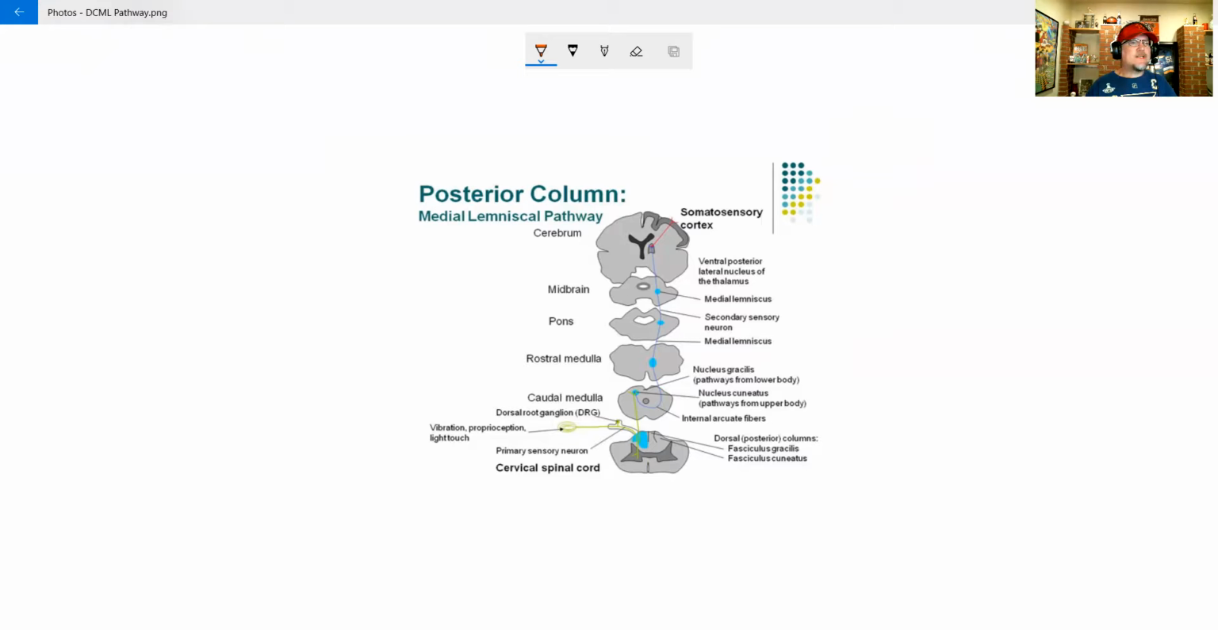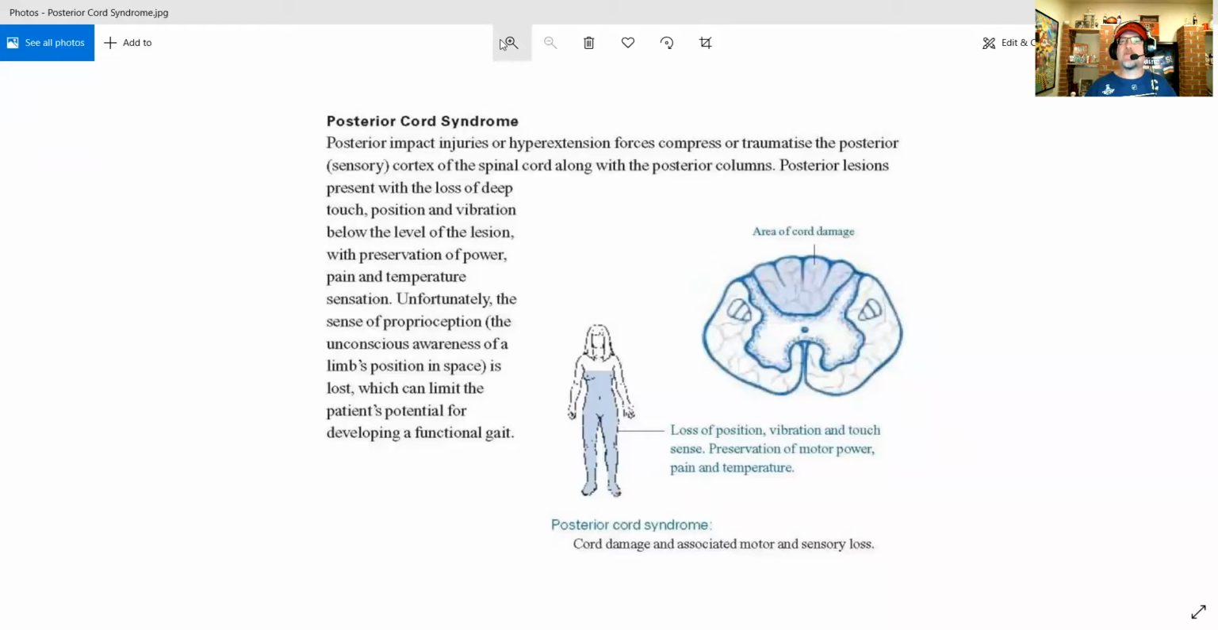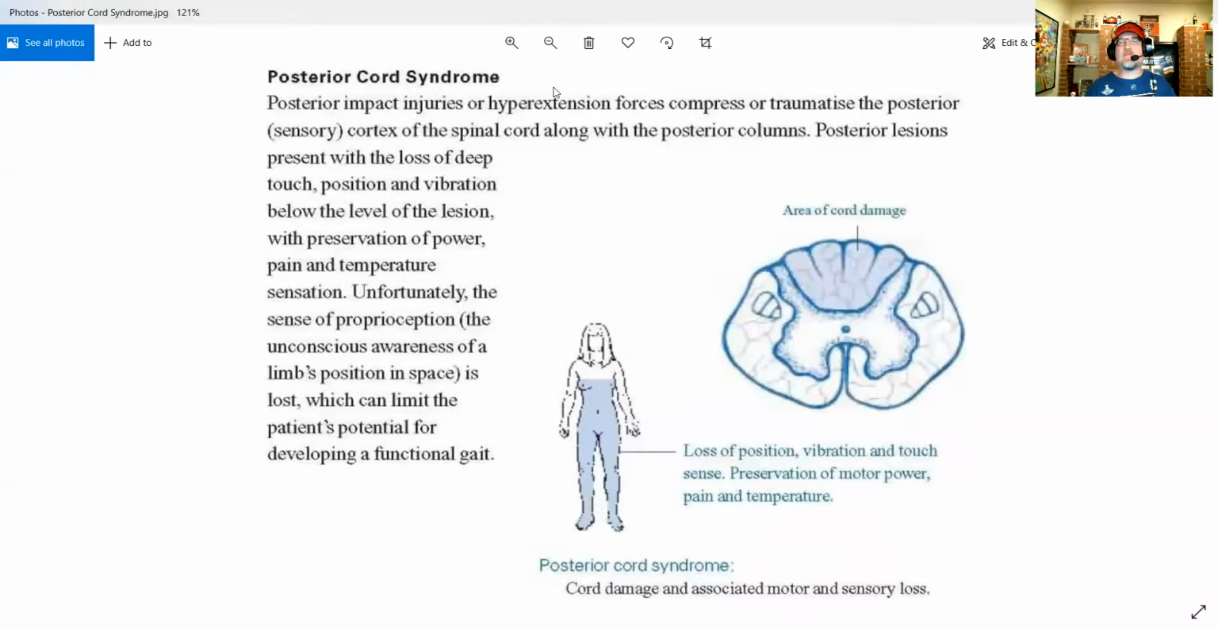Now we're going to look at what this means in terms of some type of dysfunction we may see as clinicians. All right, I'm pulling up the next slide here. And we're going to start talking about a posterior cord syndrome. Okay, posterior cord syndrome. And this is very specific to those dorsal columns.